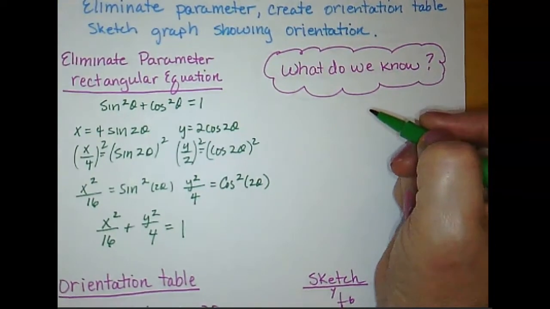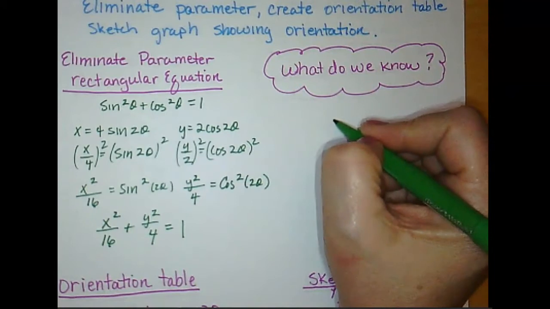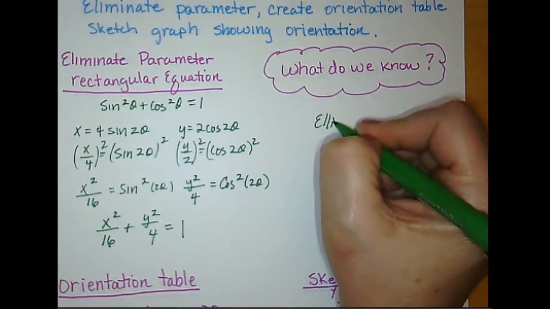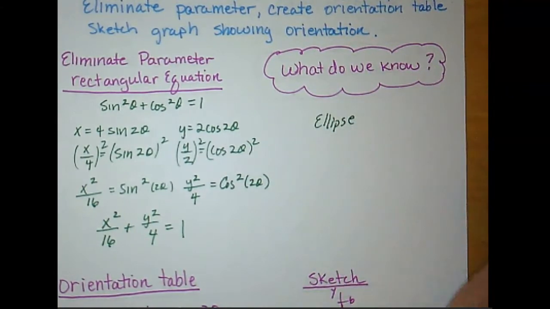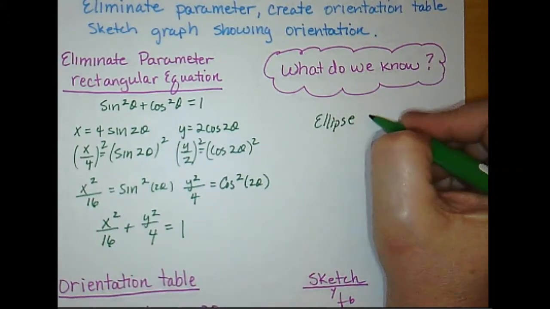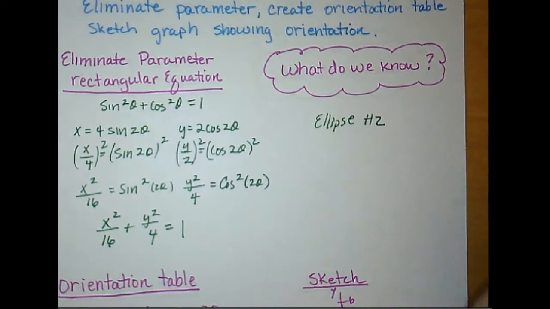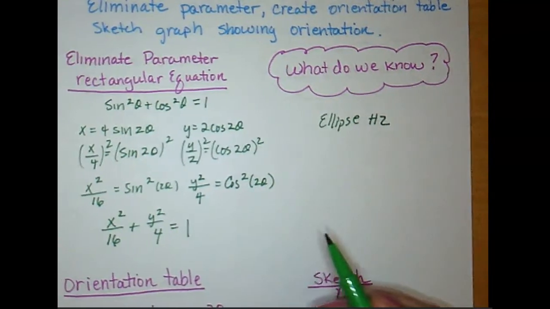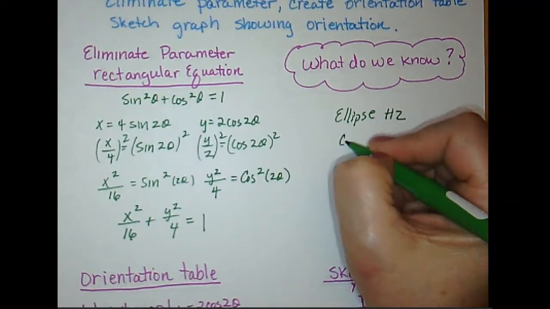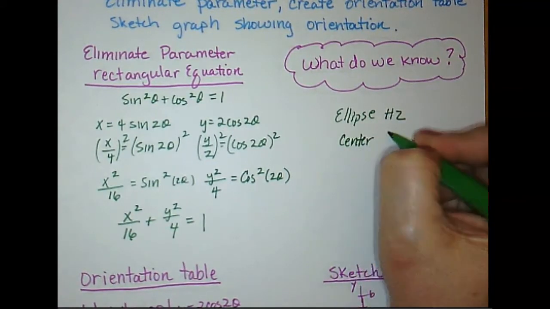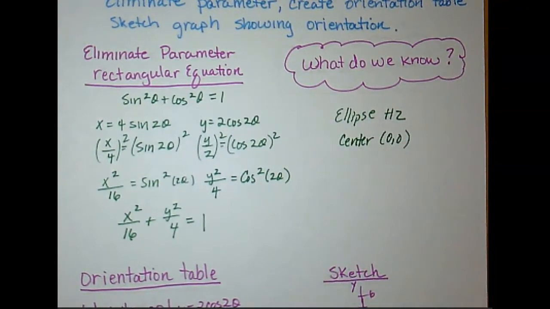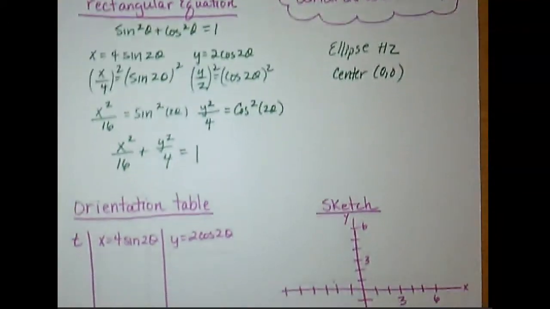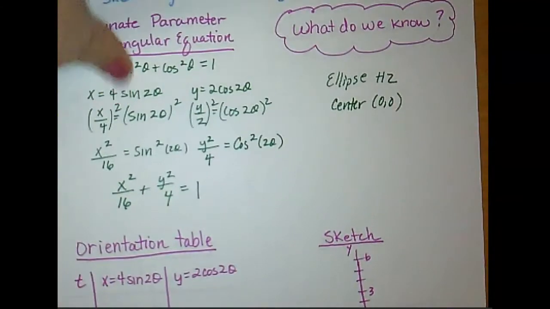So what do we know about the rectangular equation? We know it's an ellipse. We know because 16 is the biggest one and it's below the x squared that it's going to be a horizontal one, so it's bigger horizontally than vertically. There's no plus or minuses with the x squareds, so that means my center is at 0, 0. Alright, so now moving on to our orientation table.